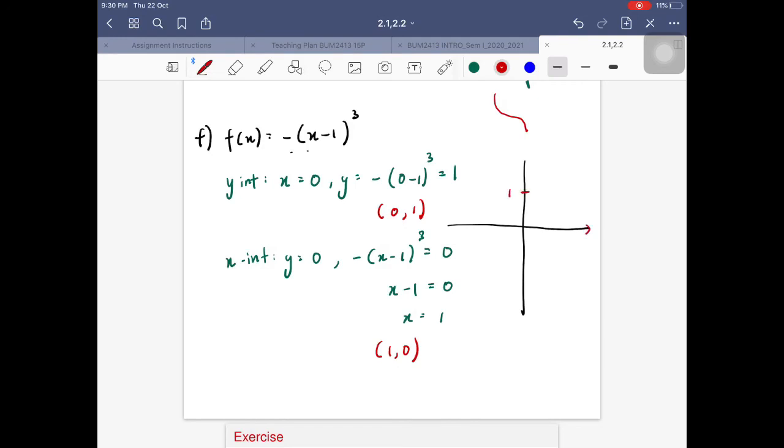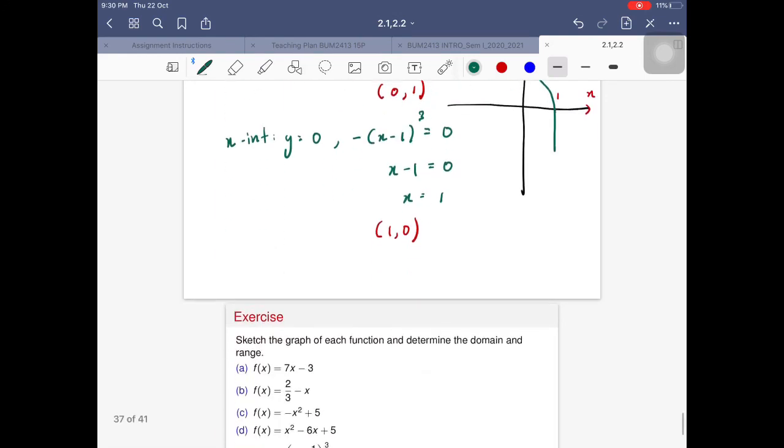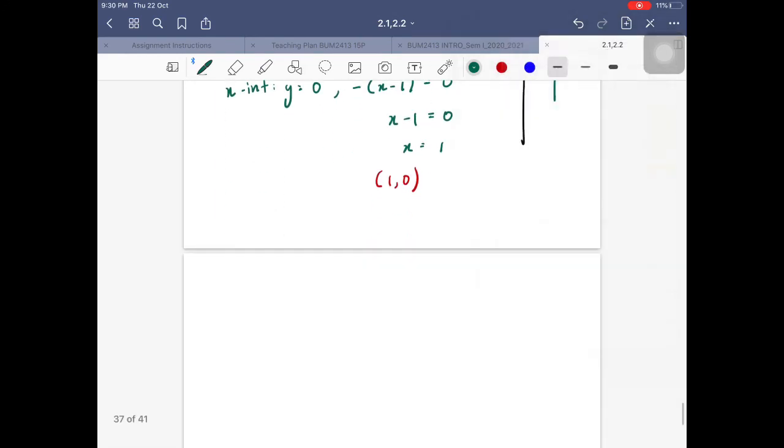(0, 1) is going to be somewhere over here. That's my (0, 1). This is x and f of x, and (1, 0) is going to be somewhere over here, so we can see the shape already. So basically it's going to be like this. Okay, so roughly it looks like that. So that is going to be our function of negative of (x minus 1) cubed.